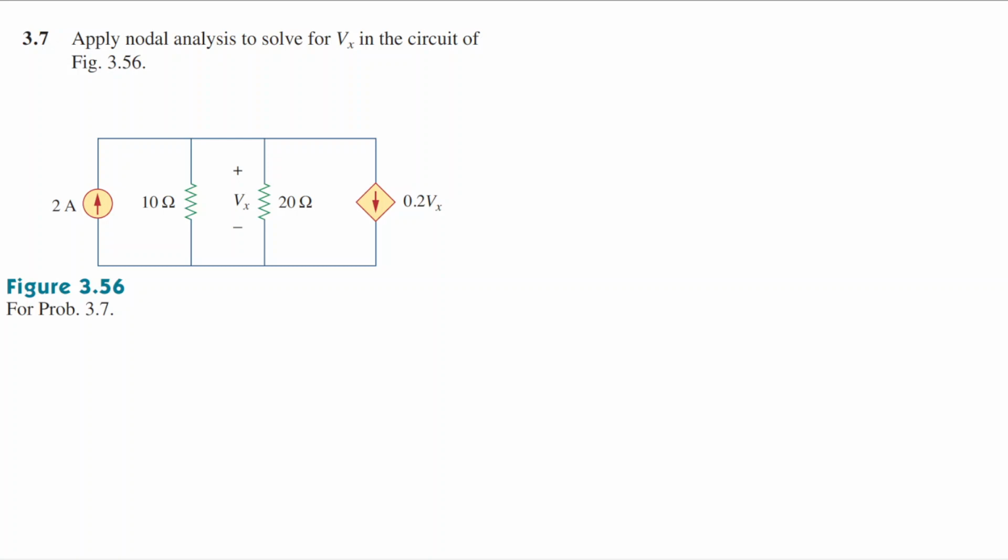So how do we solve a circuit like this? Using nodal analysis. You already know in nodal analysis, the first thing you have to do is to identify the number of principal nodes. And there are two principal nodes here, one at the top and one at the bottom.